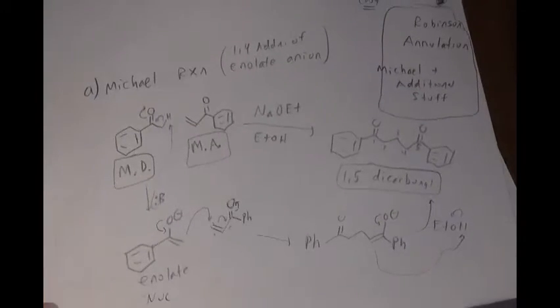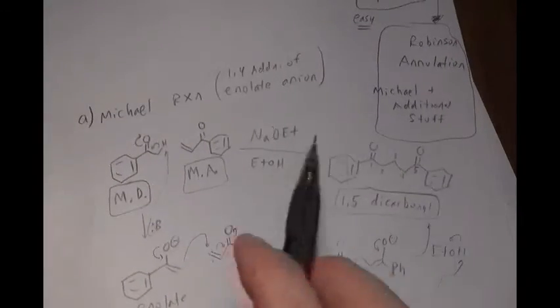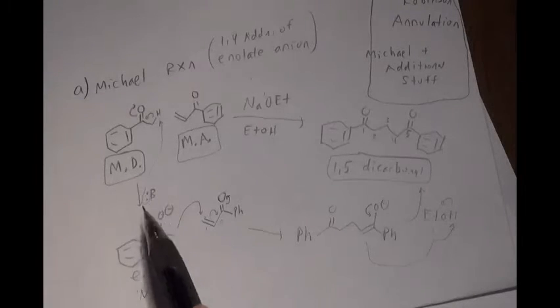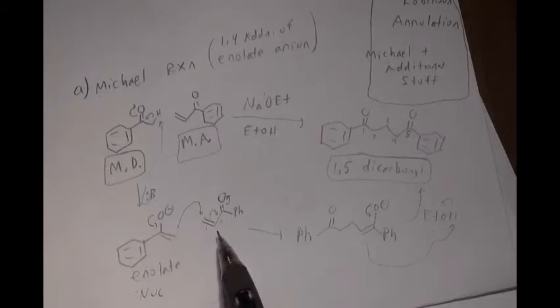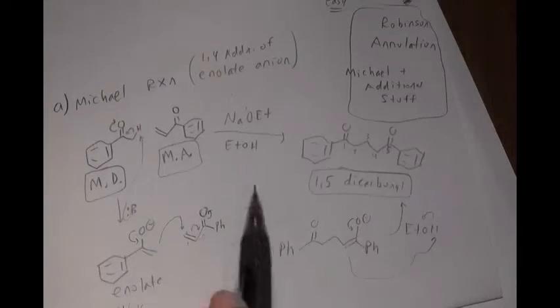And we're going to move slowly to the Robinson. The Robinson's going to be like the Michael, but with a little more work. I like to keep them separate. The Michael is kind of the easy one, and then the Robinson will be the slightly more complicated one. But there's our Michael: the Michael donor enolizes, attacks the Michael acceptor, and then we just grab a proton to make the product. Okay, cool.